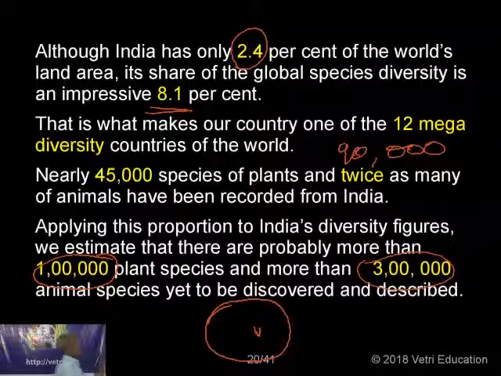Out of these 12 mega diversity countries in the world, one is accredited to our country. And the highlight of this slide, which makes me very proud of my country, is that in just 2.4% of the land area, we are able to accommodate 8.1% of plant and animal species diversity. It really shows the biological richness of our country.